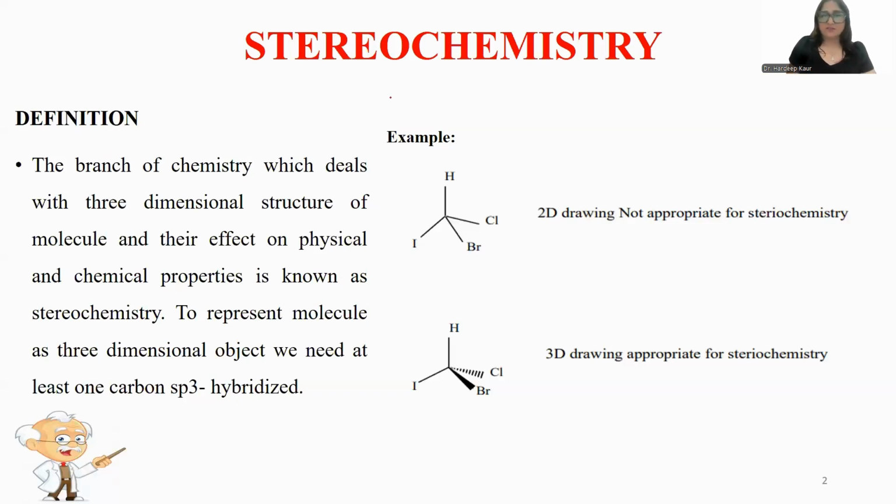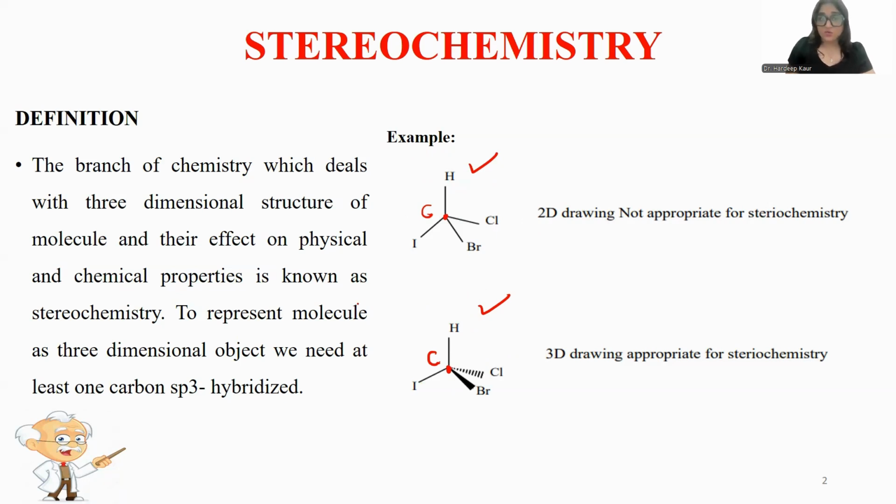How can we define stereochemistry first? If you see, this carbon is a carbon, and here it is also a carbon. So what is the difference between this structure and this structure? This is a 2D drawing, not appropriate for stereochemistry. And this is a 3-dimensional structure of that compound, which is very appropriate for stereochemistry.